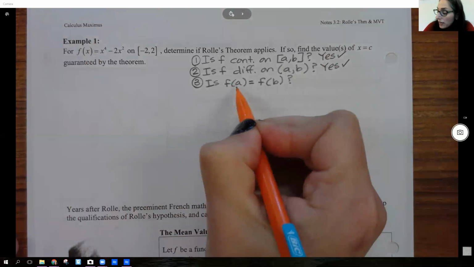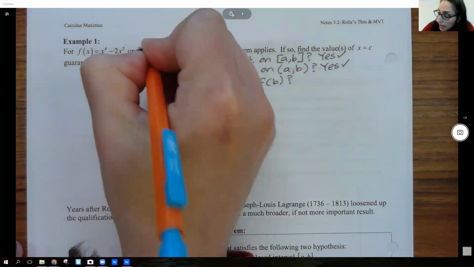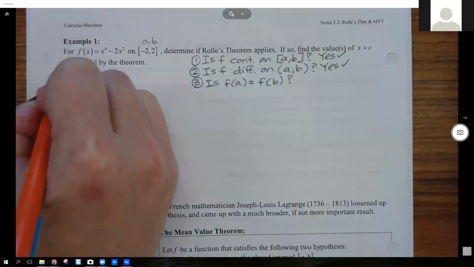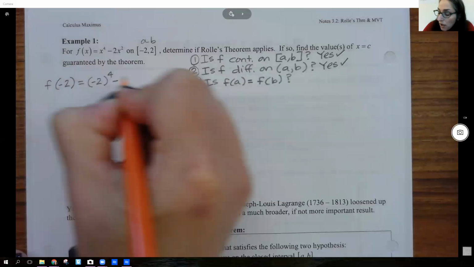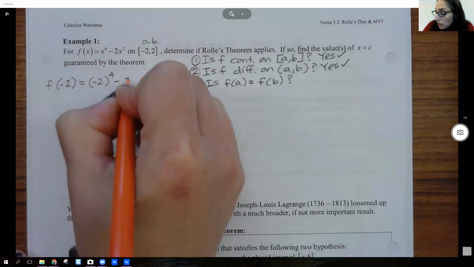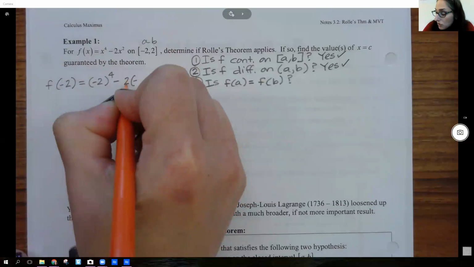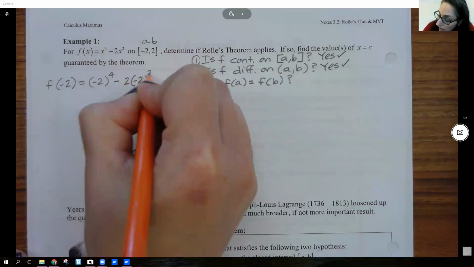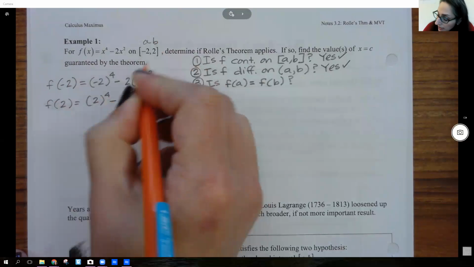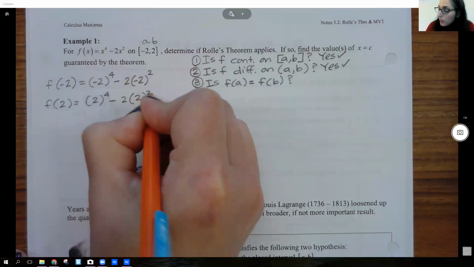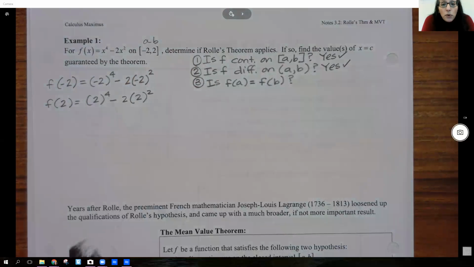Now, this is the part where we have to do a little bit of work. So we need to think, all right, is f of A equal to f of B? So this is A and this is B. So we actually need to do some calculations here. So f of -2 would be -2 to the 4th power minus 2 times -2 to the 2nd power. And then we need to do f of 2: 2 to the 4th power minus 2 times 2 to the 2nd power. So you can do this super fast. You can determine an answer on whether or not they're going to be equal if you know your powers of exponents, okay?